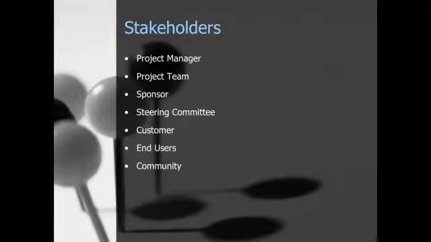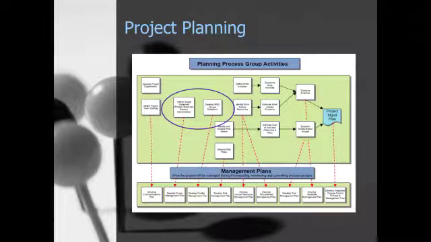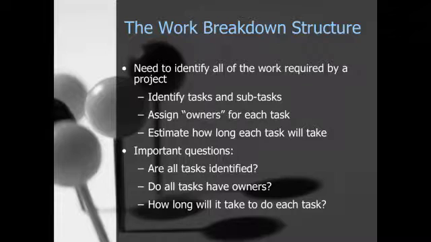We talked about stakeholders last week, so in your project charter you included some of your stakeholders. They can be end users, your project manager, the project team, all definitely stakeholders. Today, in your project for your Gantt chart, you're going to be creating a work breakdown structure first. And that work breakdown structure, you need to identify all the work that's required by a project, the tasks, the subtasks, the owners, and how long it's going to take.